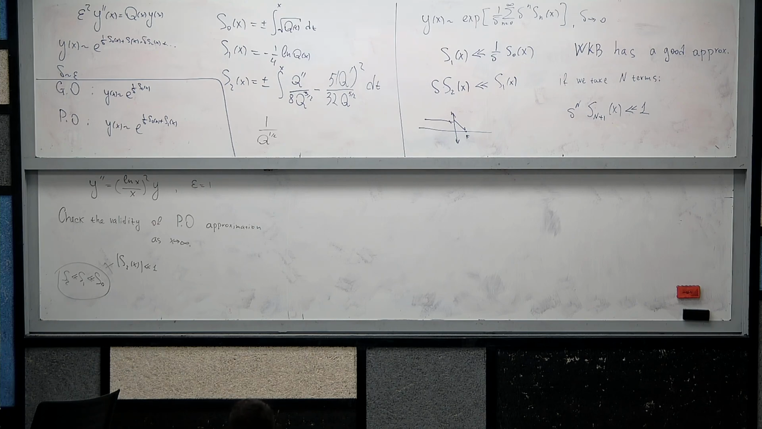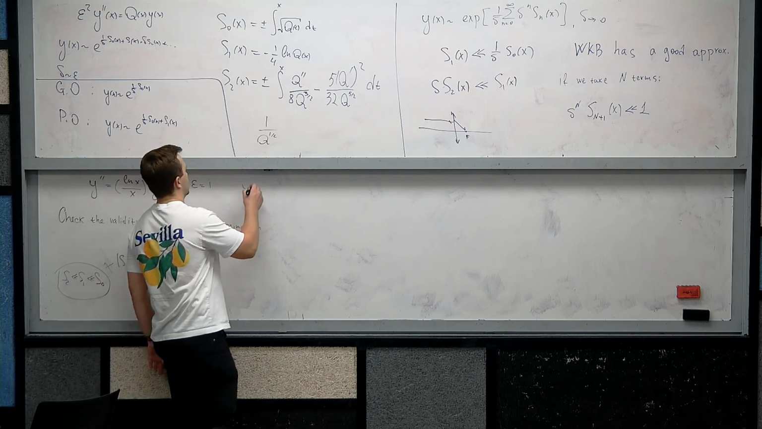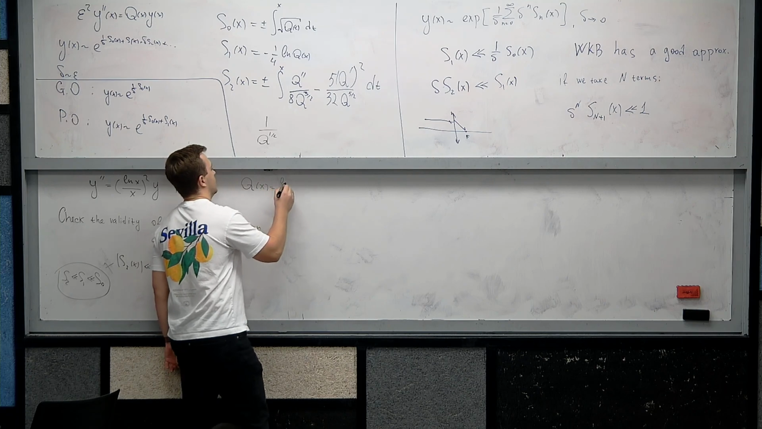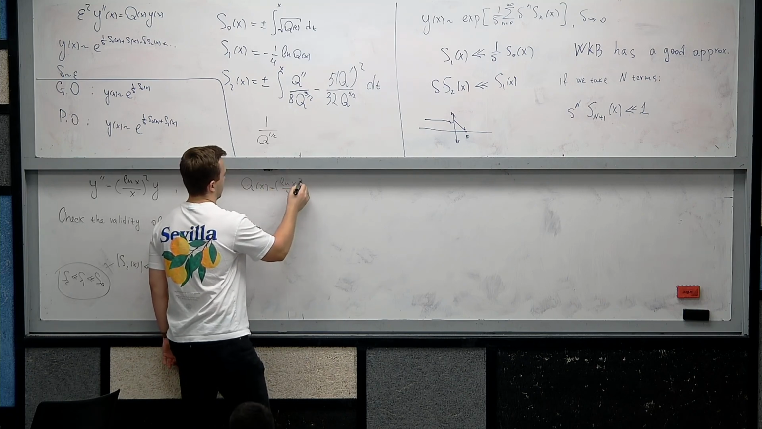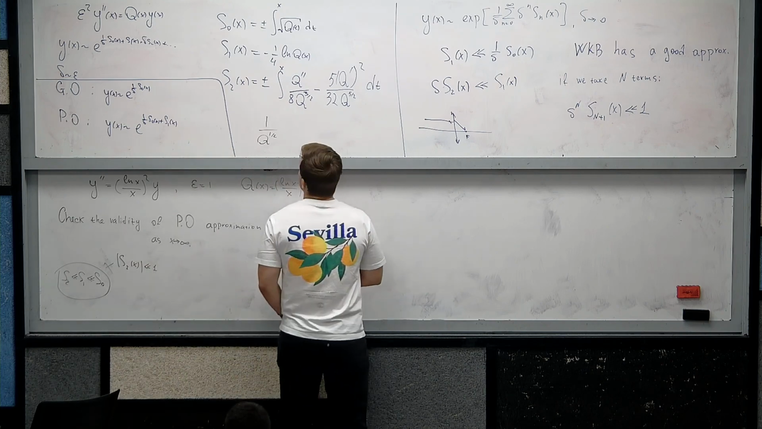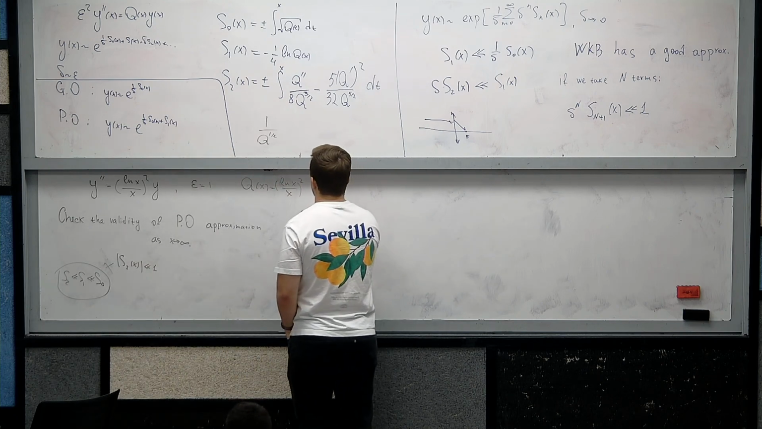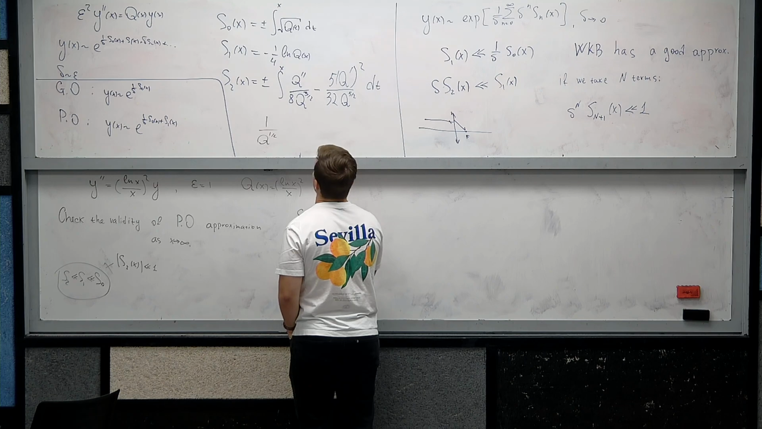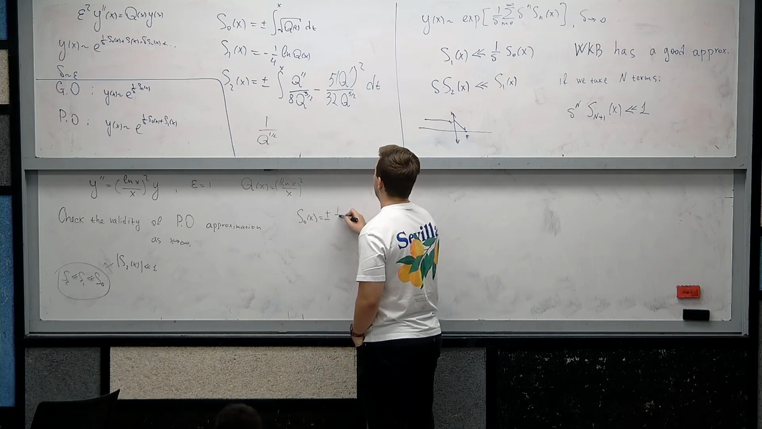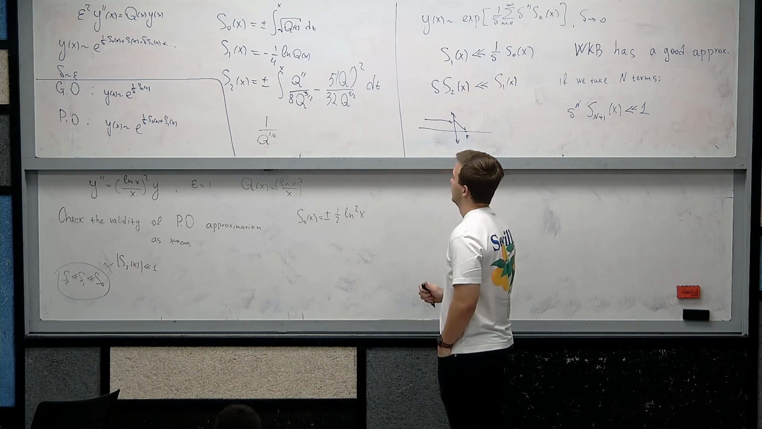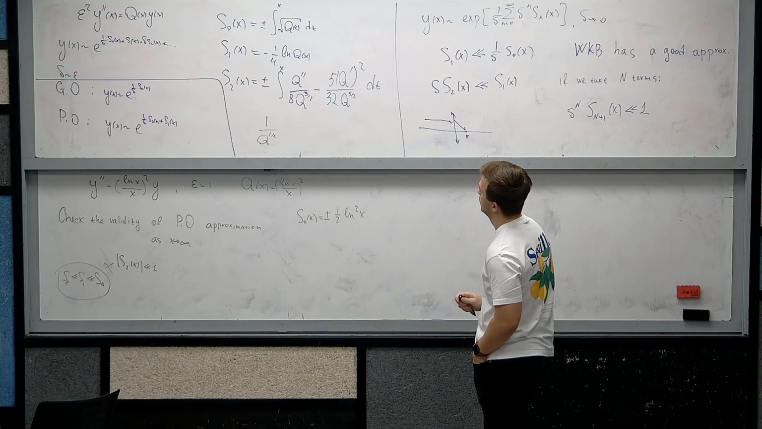Let's start with S0, right? Q of x in this case is ln x, ln x squared. So S0 of x is plus minus 1/2 ln square of x. Can you see it?